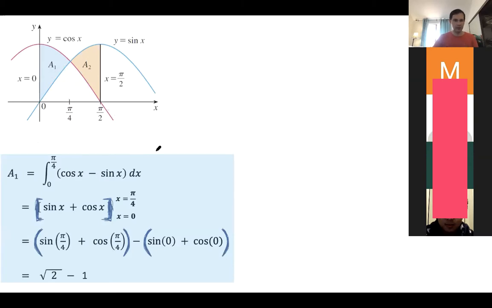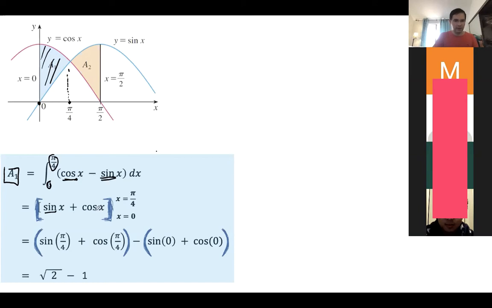So I did this computation over here. The area A1 is the integral of the function cosine minus the function sine, from x equals 0, so from this point, up to x equals pi over 4, so up to this point. This definite integral exactly says that this is the blue area, this one, A1.